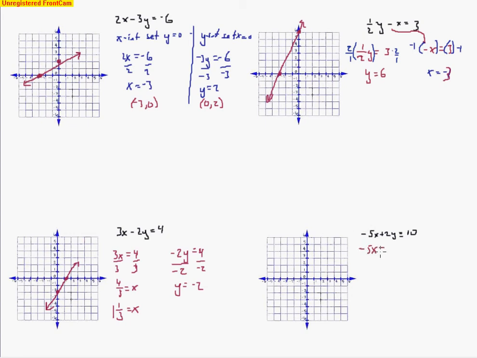Negative 5x equals 10 is what we'll set to find the x-intercept, and 2y equals 10 to find the y-intercept. So I do the division, divide by negative 5, I've got x at negative 2. So I go over 2 spaces, put the dot there. Over on this side, I'm dividing by 2. I get y as 5. So I have to go up 5 spaces on the y-axis, put the dot there, and then draw the line between those 2 points.